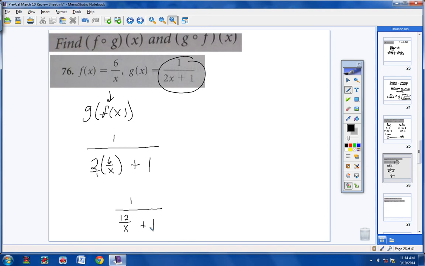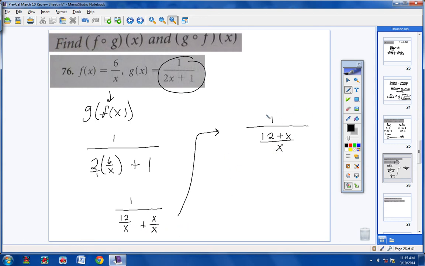Now think about it, guys. This is really easy to get a quick common denominator. Your denominator here is x, and here you have a 1. So how can I write 1 so that it has a denominator of x? Oh my goodness, guys, just think about that. X over x. I mean, anything over itself is 1, right? So there we go. So x over x is 1. Now I have a common denominator. So I have 12 plus x all over x, right? 12 plus x all over x.